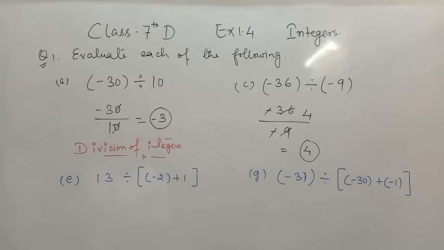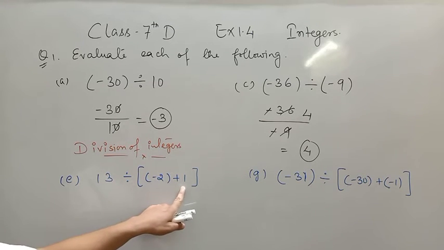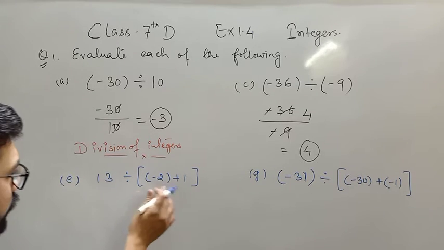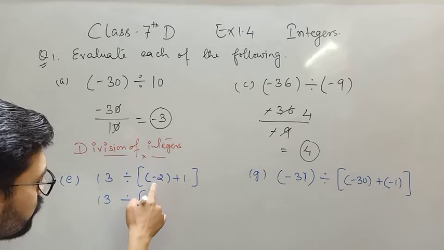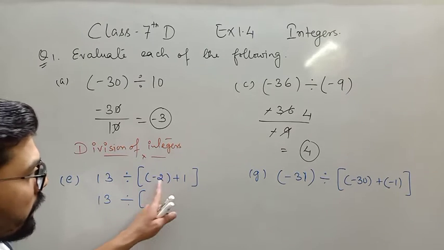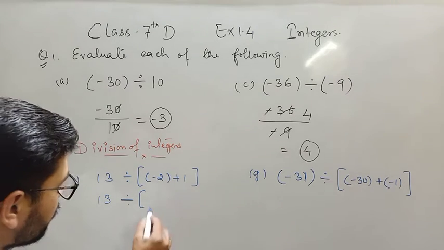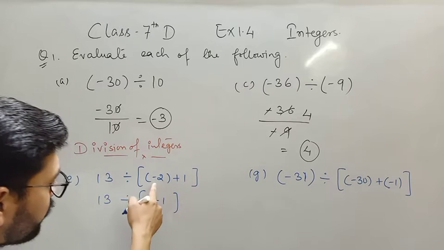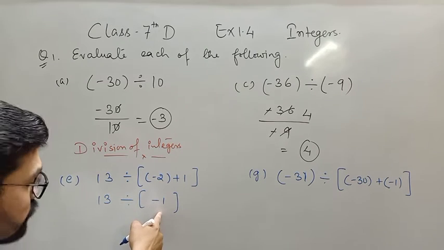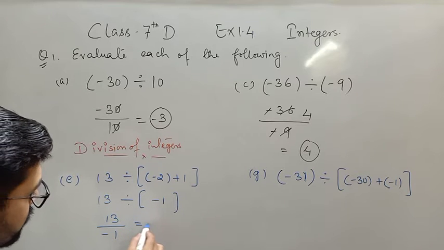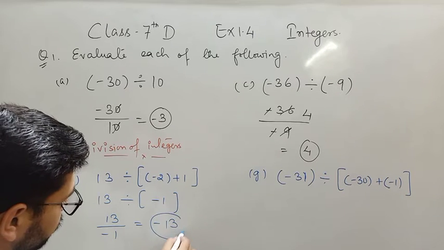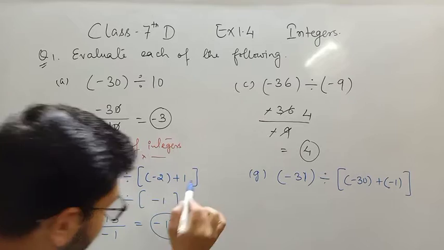Okay, now the next example is part E of your question number 1: 13 divided by bracket minus 2 plus 1. First you need to solve this part. When you add a negative integer with a positive integer, minus 2 plus 1, the result is minus 1. Now you can divide 13 by a negative integer, so the result is minus 13. Any doubt?